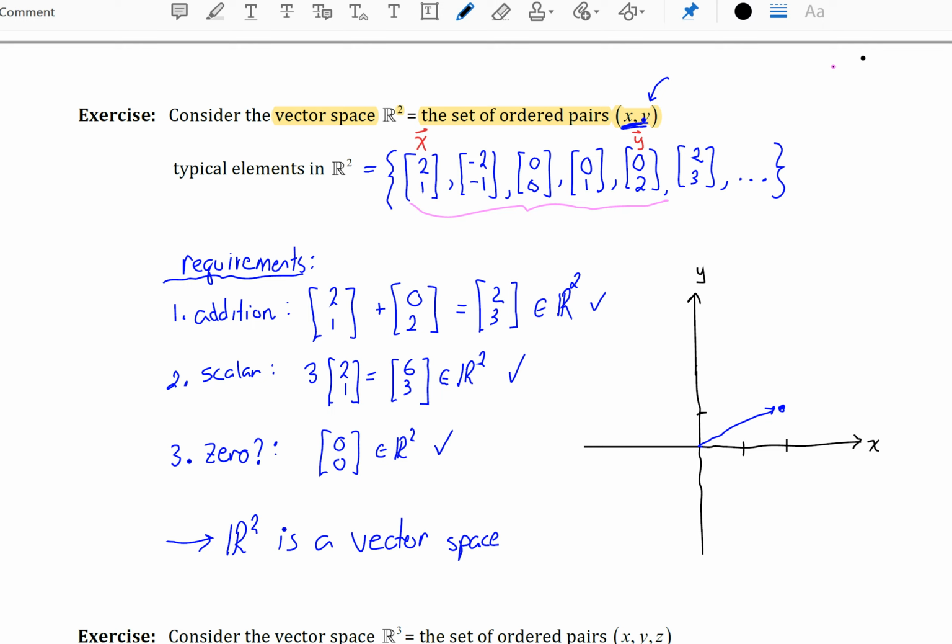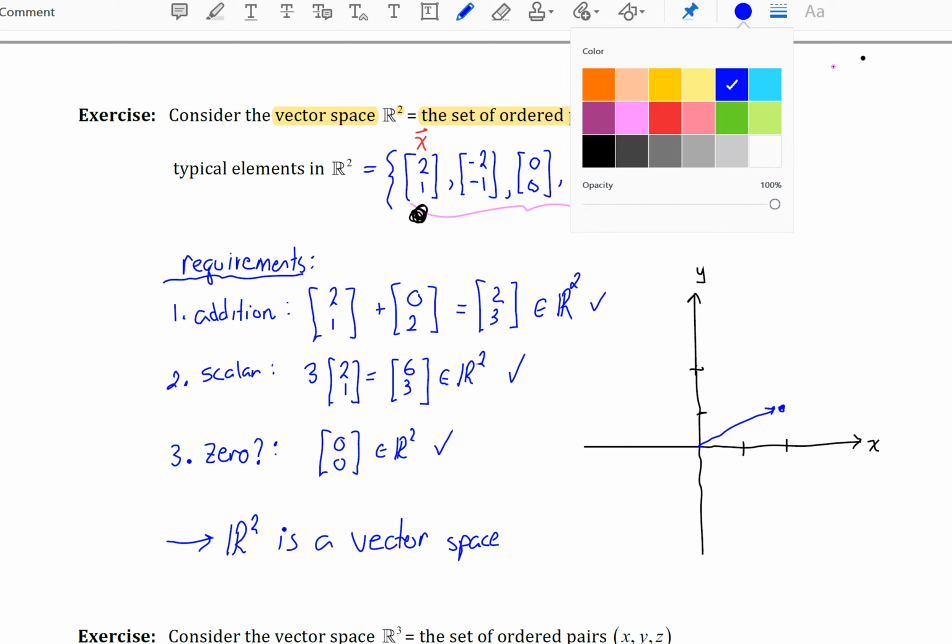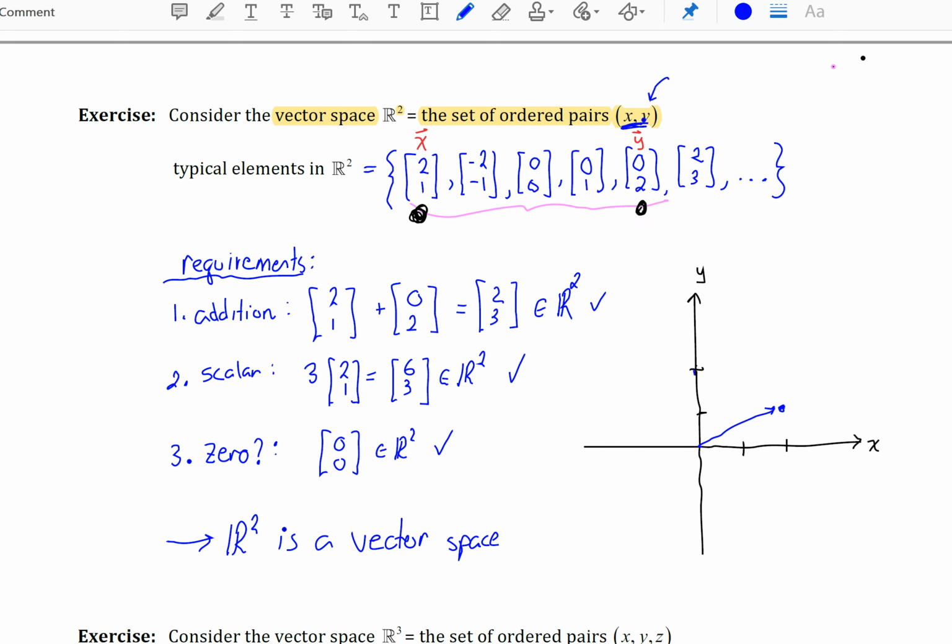I think I want to extend my y-axis a little bit more here. And let's take the vector 0, 2 that we used. 0, 2 would be another vector. It'd be pointing 0 in the x direction and 2 in the y direction. It would be this vector. So this is vector y, this is vector x.